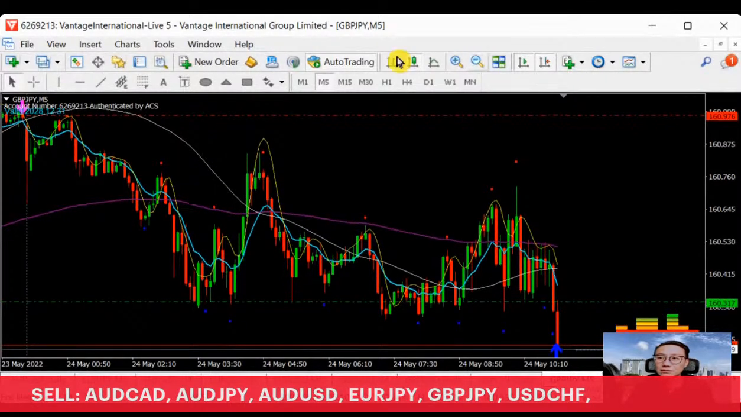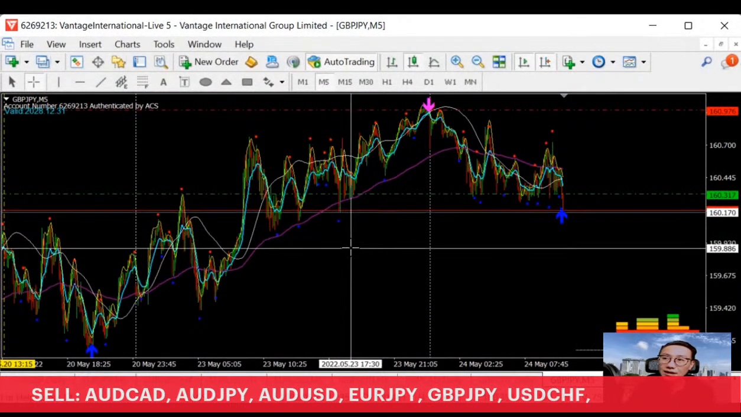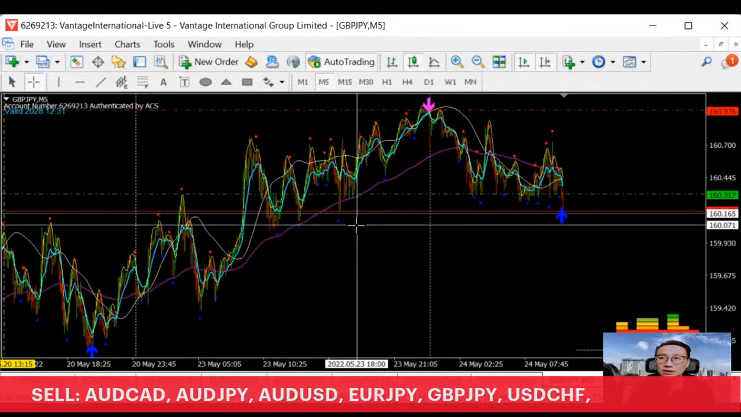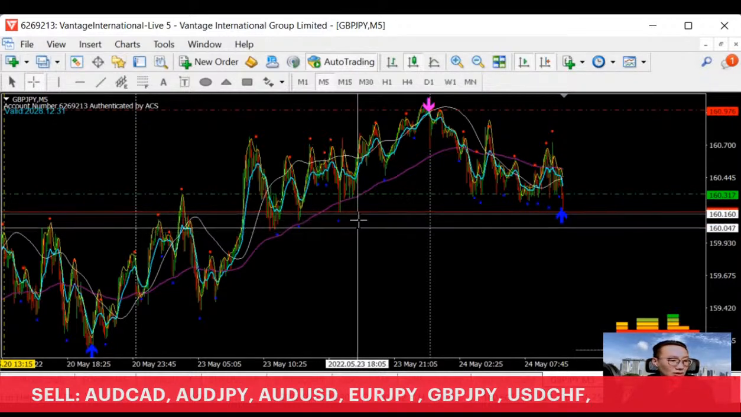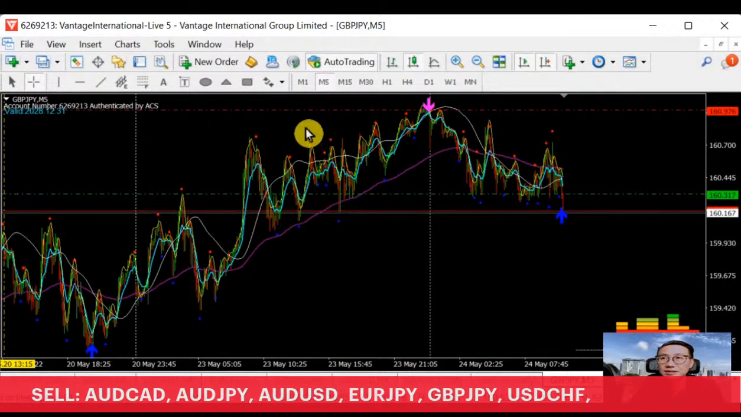So it's actually heading down. Where is it going to hit? Heading down to 159. I would say over this area of support here, probably about here.